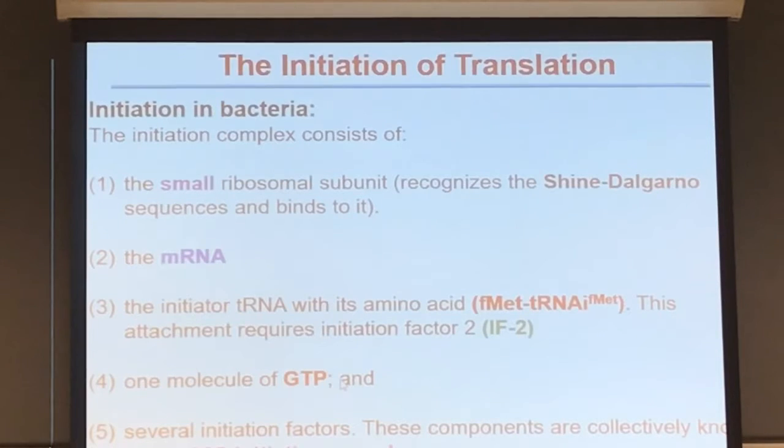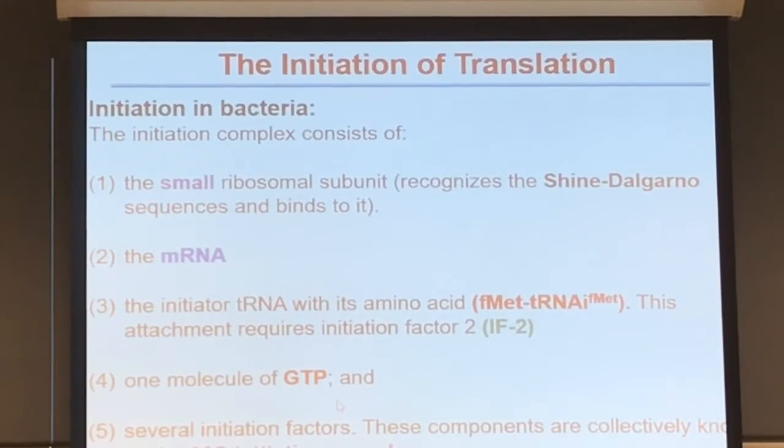Then you need GTP, because when guanosine triphosphate is broken, energy is released. That energy is used to move the ribosomes or to link one amino acid to the other amino acid on the growing polypeptide chain. All these together combined are referred to as the 30S initiation complex, because you have a small ribosomal subunit, which is a 30S unit. Then you have the mRNA, the transfer RNA, the initiation factors, and GTP.